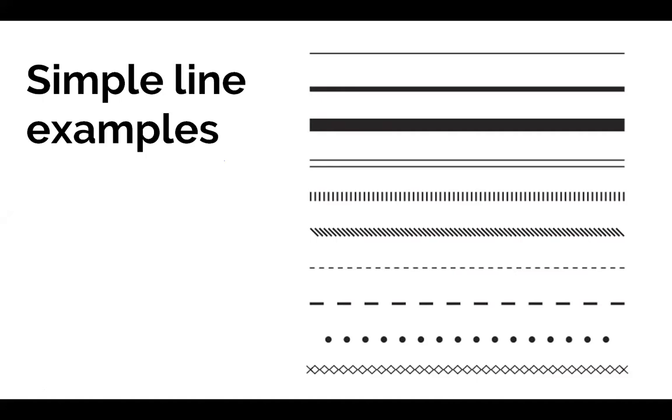The two thick lines. These ones are thick lines, this one and this one. And then we have these thin lines, but there are two of them put together. The double thin lines. Then these are the dotted ones. These are the dashed ones. Then we have two dashed lines. This one is dashed but a little bold.